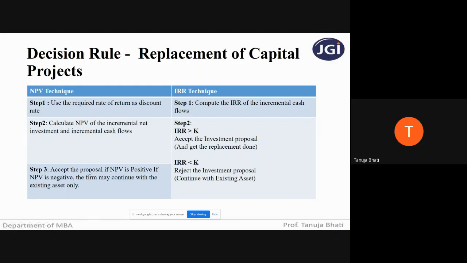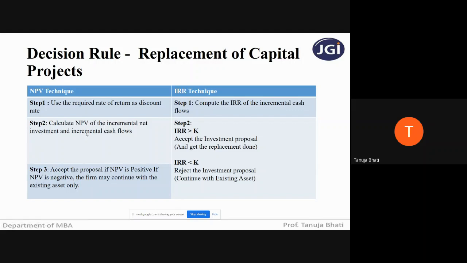Third step, accept the proposal if NPV is positive. It means you can replace the asset and purchase the new asset if the NPV answer you're getting is positive. But if NPV is coming negative, you do not replace the asset. Continue with the old asset only.